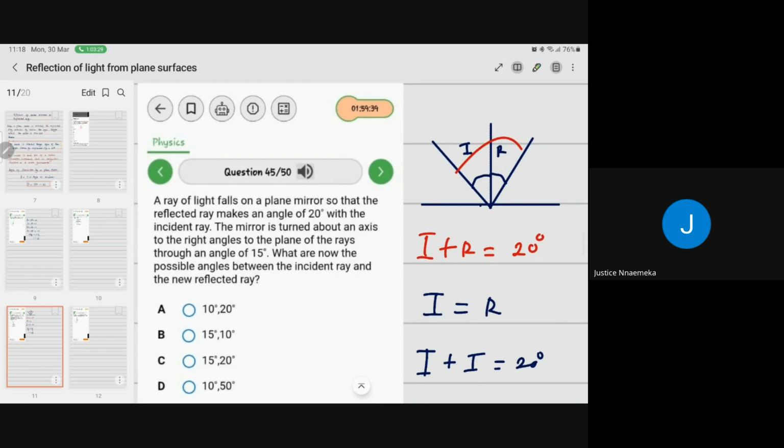So let me see the question. So since the other one is rotated, it will now be 15 times 2 to give us 30. Why 15 times 2? Because when you rotate a mirror by theta, what happens to the reflected ray? The reflected ray is going to rotate by 2 theta, double. So that makes the reflected ray 20. Go ahead.